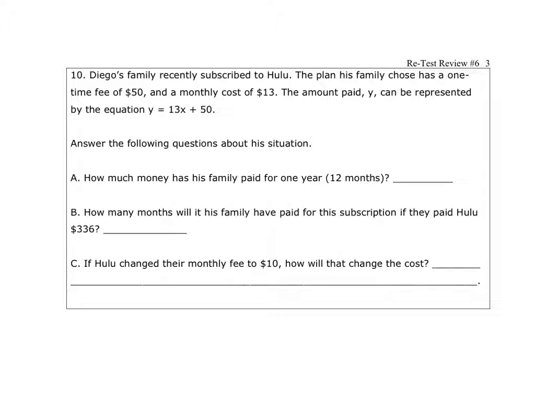Problem 10, Diego's family recently subscribed to Hulu. The plan his family chose has a one-time fee of $50 and a monthly cost of $13. The amount paid y can be represented by the equation y equals 13x plus 50, where x equals months. So, answer the following questions. A, how much money has his family paid for 1 year of 12 months? So, I'm looking for when x equals 12.